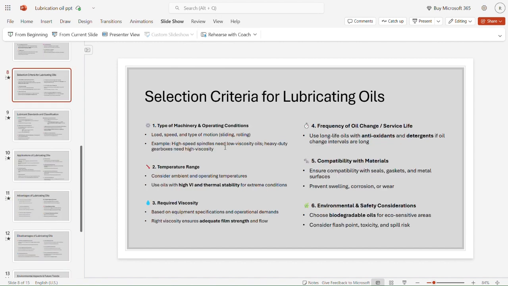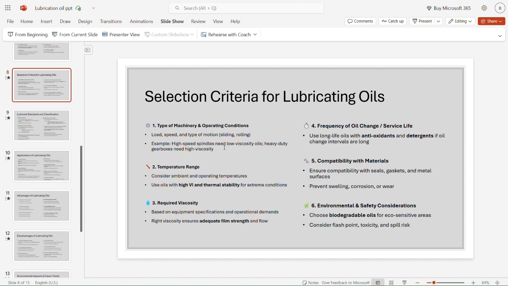Our next slide is about the selection criteria of lubricating oil. Lubricating oil is basically selected on various criteria such as type of machinery or operating condition, temperature range, required viscosity, frequency of oil change, compatibility of materials, and environmental safety consideration. First is type of machinery and operating condition, where we consider the load, speed, and type of motion such as sliding or rolling in the gearboxes or various industrial equipment mechanisms.